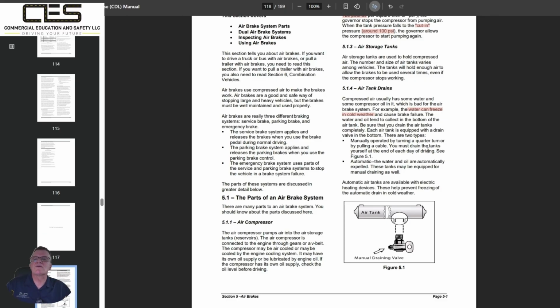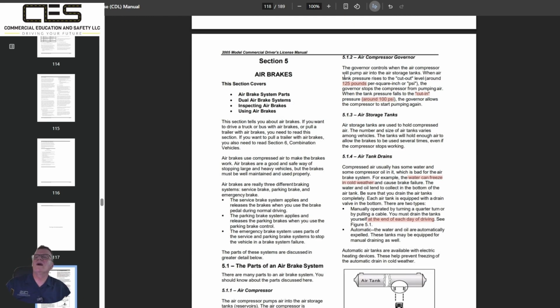Here's another question you're going to get. When do you drain your tanks? At the end of each day of driving. We already got two answers. Actually, so far, we've got a few answers to our air brake test already. Cut in at 100 or less, cuts out at 125. There's one or two test questions already.